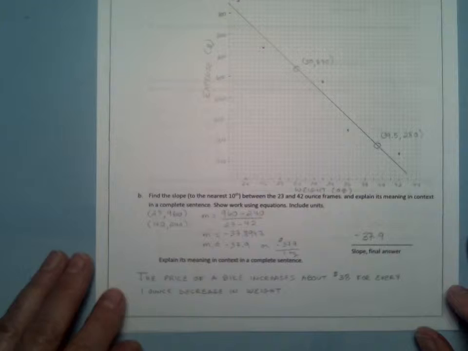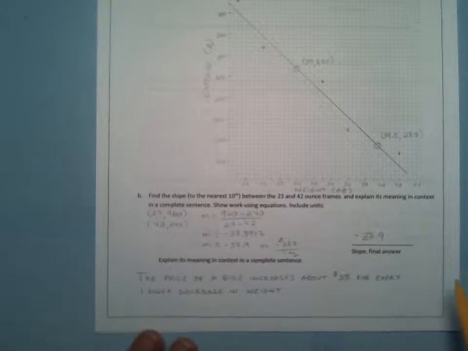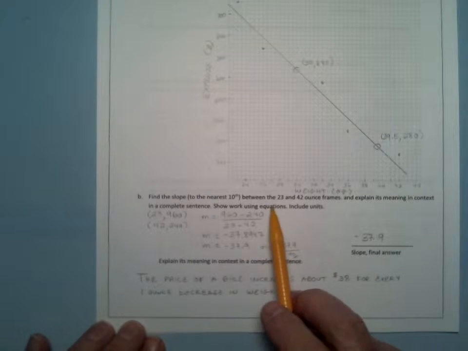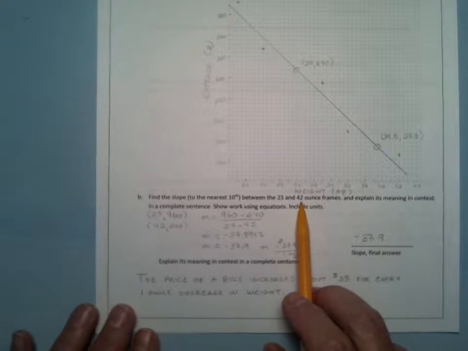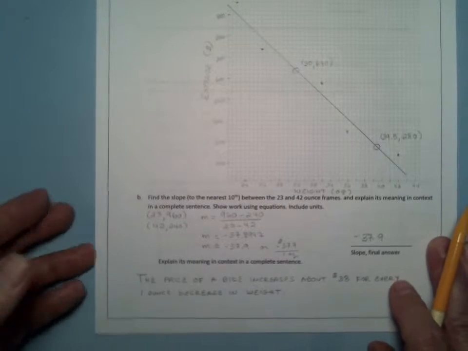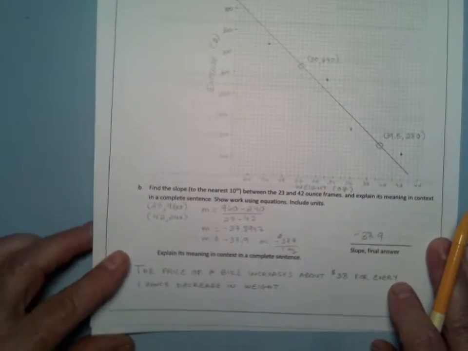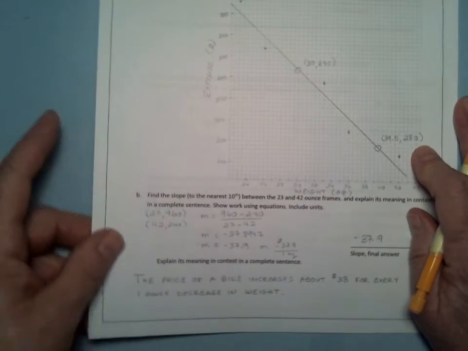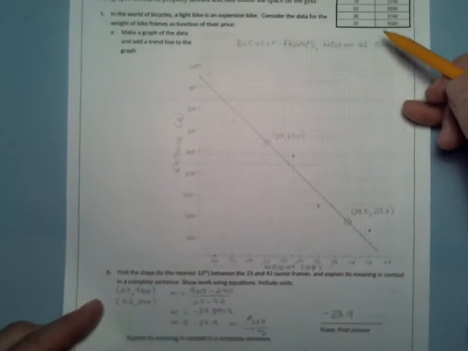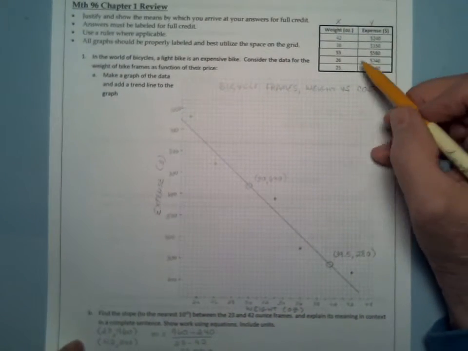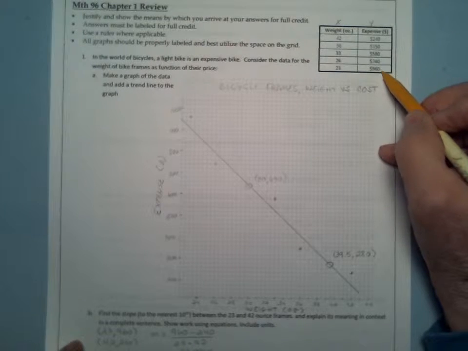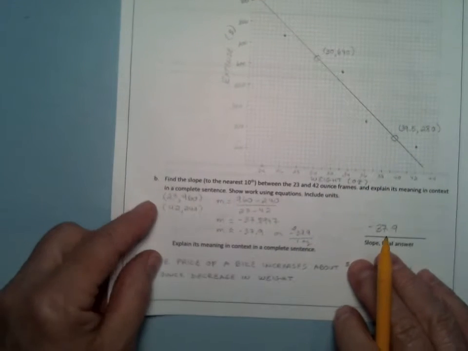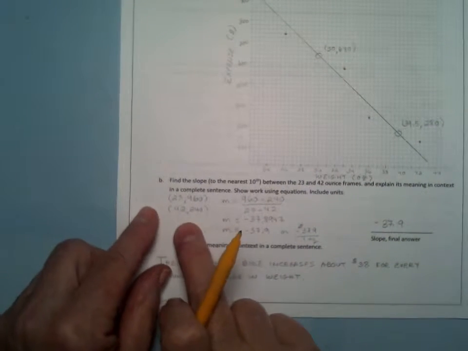Okay, the first problem on here asks to find the slope to the nearest tenth, so we're going to take it out 1 decimal point, between the 23rd and the 24-ounce frames, and explain its meaning in context in a complete sentence. Show work using equations and include the units. Well, these numbers here I'm going to find off of this table, so I'm interested in the one that's 23, 960 and the other one that's 42, 240. And I wrote that ordered pair right here.